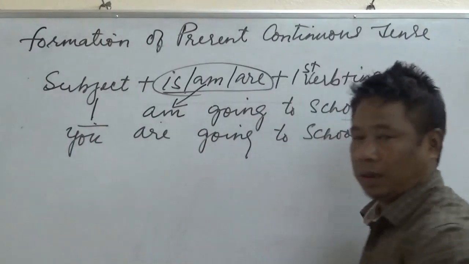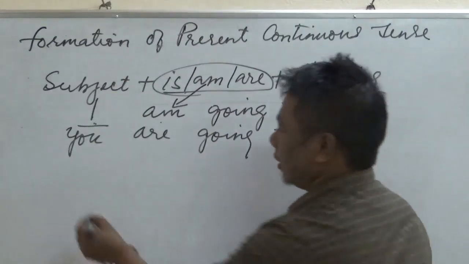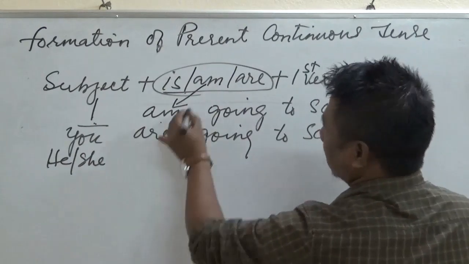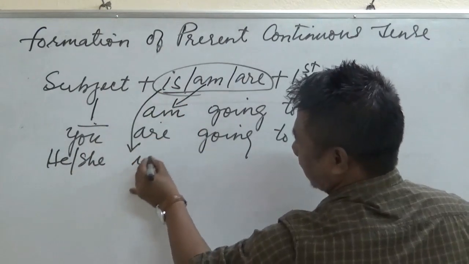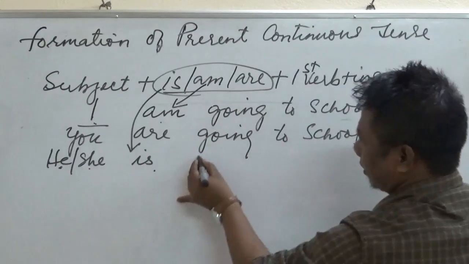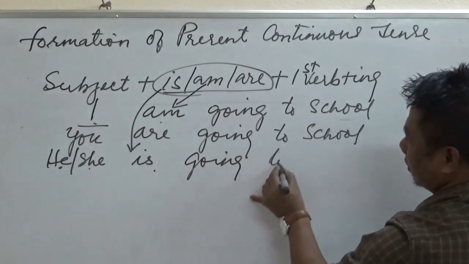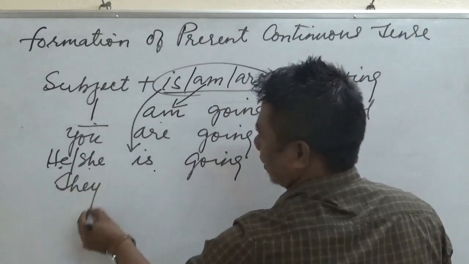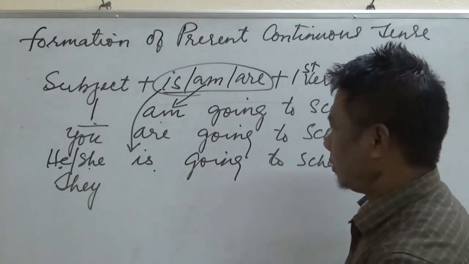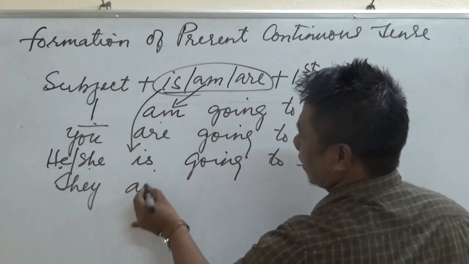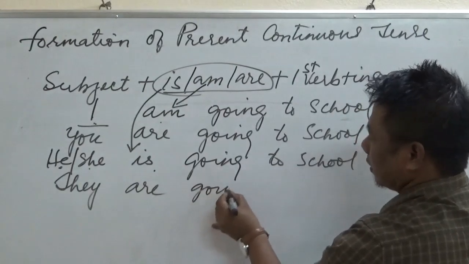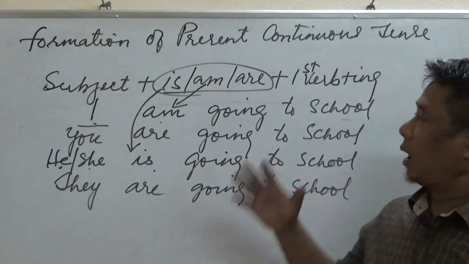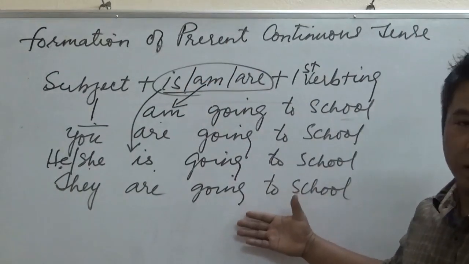If the subject is third person singular, he is or she is going to school. If it is third person plural, they are going, and we are going. So this is how present continuous tense is formed.